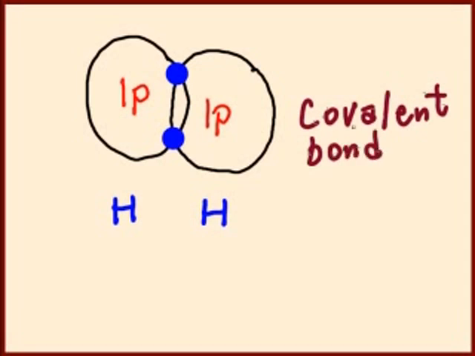And the entity that is created here, these two hydrogens joined together, is called a molecule. And of course here, it is a diatomic molecule because there are two atoms here. And so this is a covalent bond when atoms share electrons, as opposed to an ionic bond in which one atom takes electrons and one atom loses electrons. And this is our second type of chemical bond.